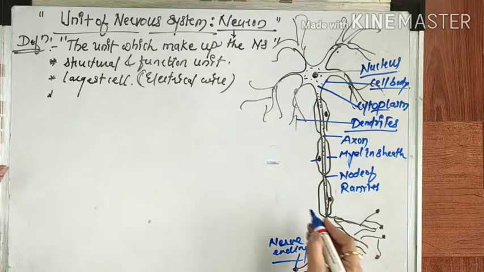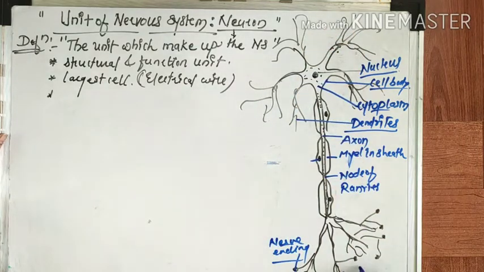This is the diagram. This is nothing but the structure of a neuron. Okay, you have to draw the structure like that. So we will see. Right now we will see the structure of a neuron.